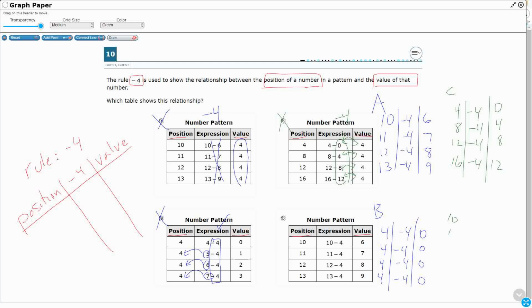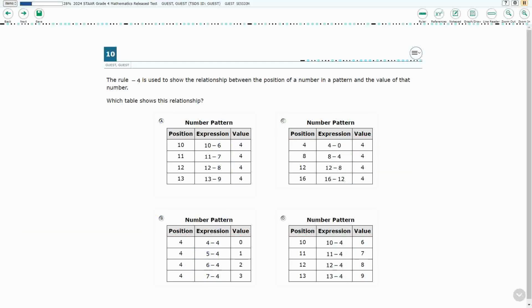It's close, but let's see. I've got 10, 11, 12, 13, -4. I should get 6, 7, 8, and 9. Look at that. Finally, we subtracted 4. We got what we needed. Our answer is D.